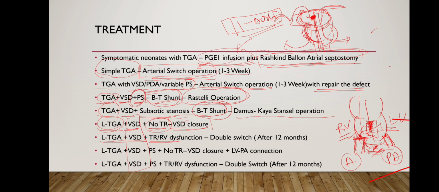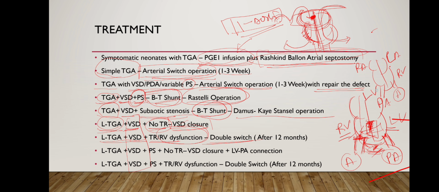But if the VSD is there and along with this there is right ventricular dysfunction, we have to do the double switch operation. What do you mean by double switch operation? So what happens in corrected TGA? The right atrium, this is the left ventricle, and this is the left atrium, and this is the right ventricle, and from the left ventricle originates the pulmonary artery, and from the right ventricle originates the aorta.